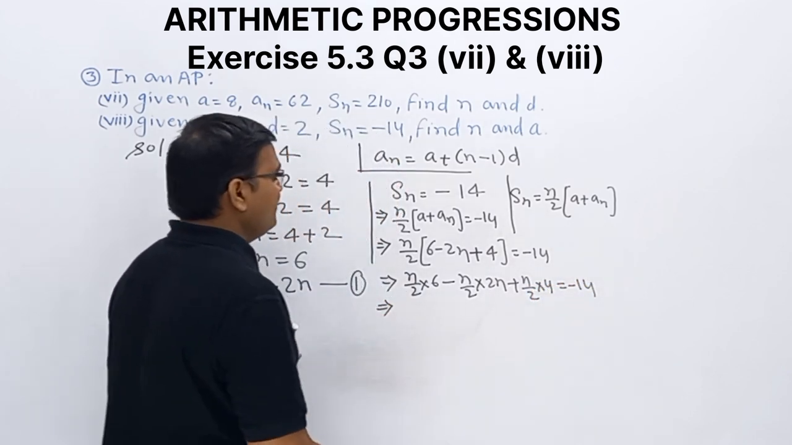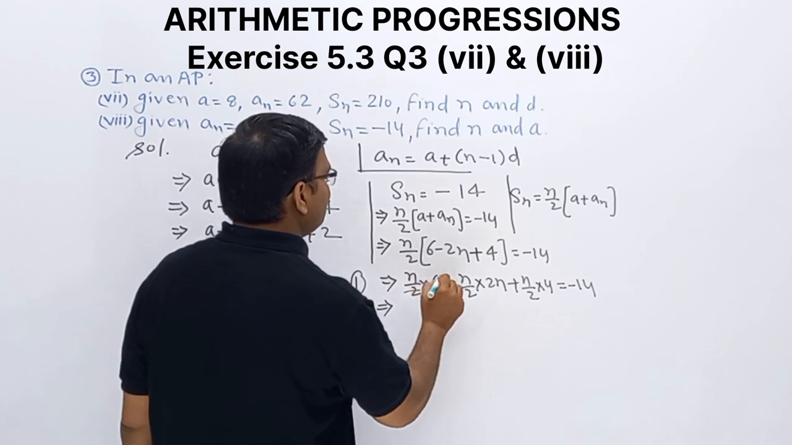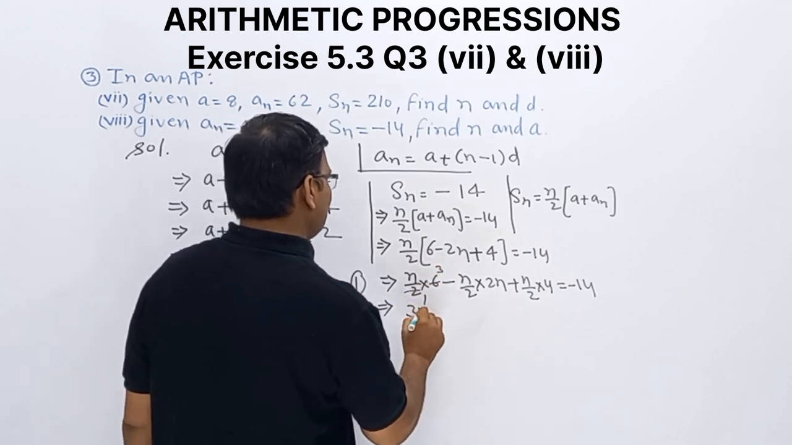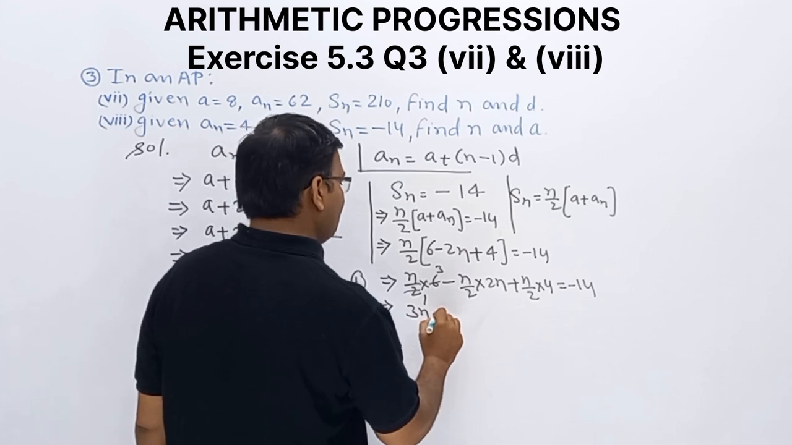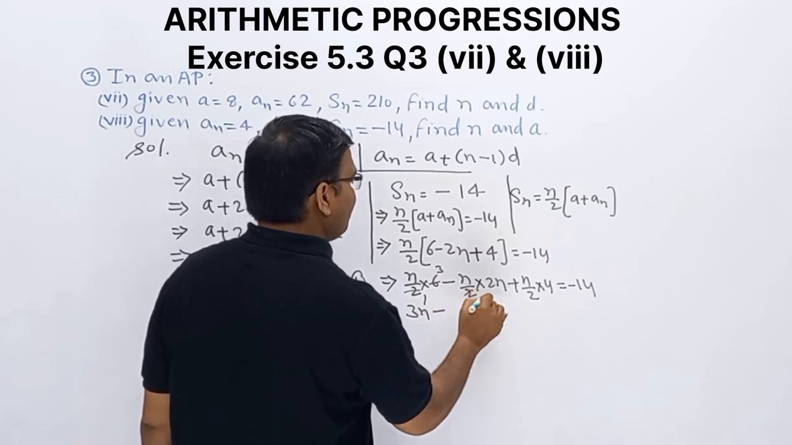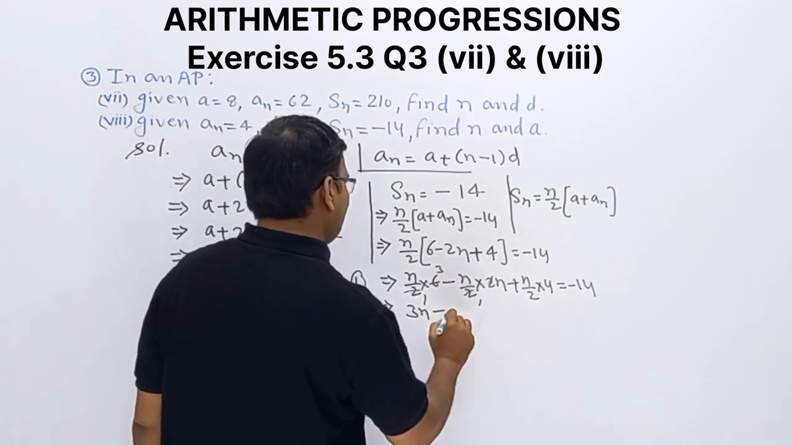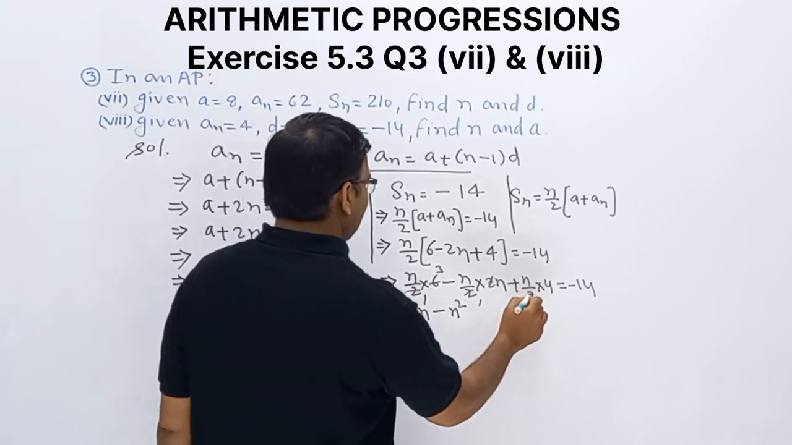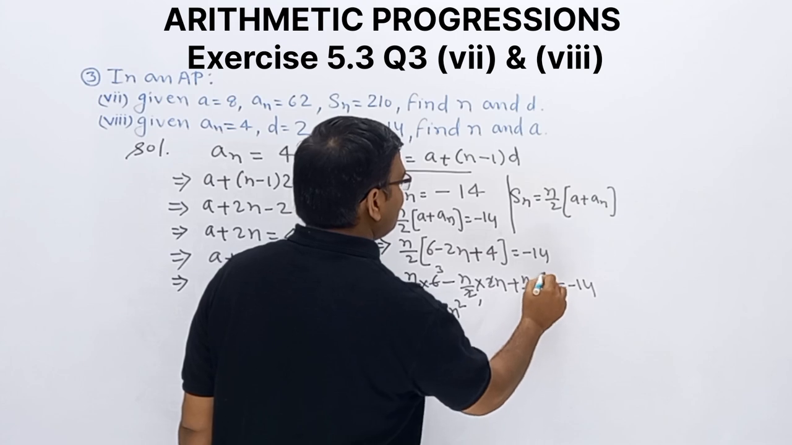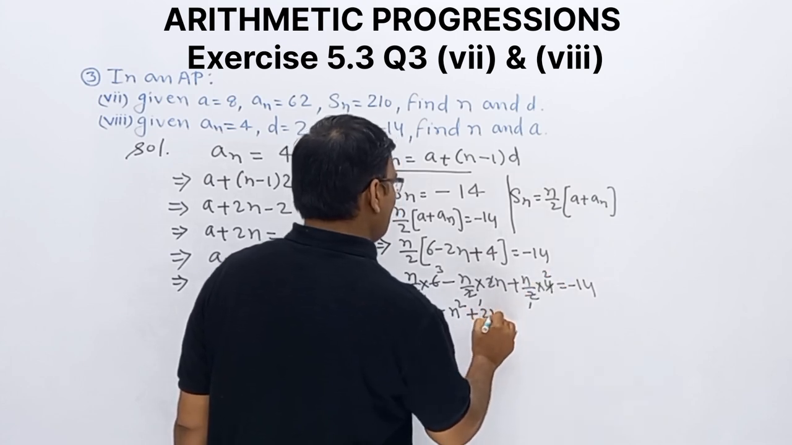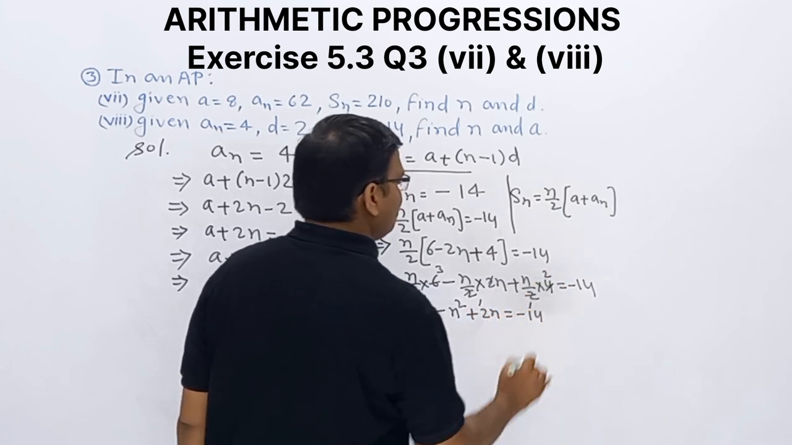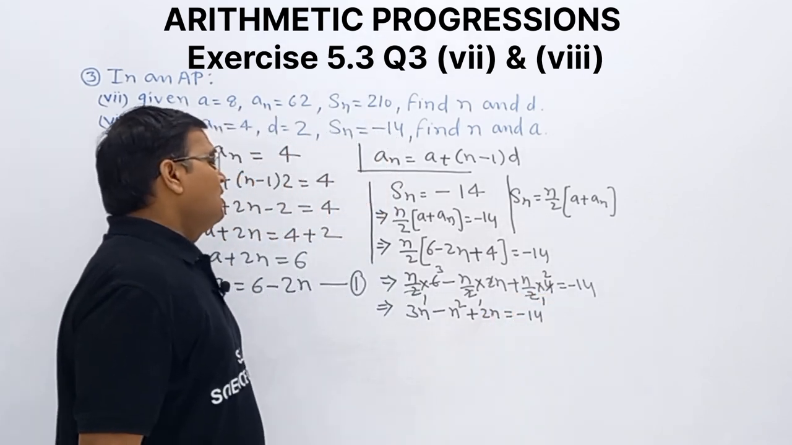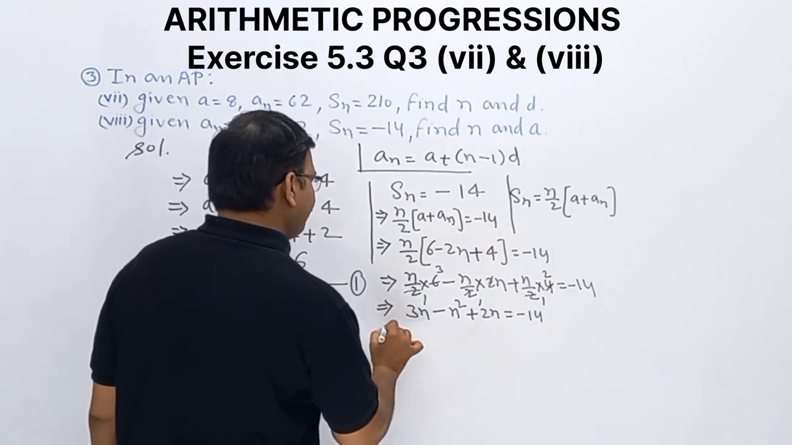So what are we getting? This will be one time. How many times is it going? 3 times. 3n minus 1 time n into n will be n square, and this will be 1 time 2 times, plus 2n equal to minus 14. Clear? Simple.